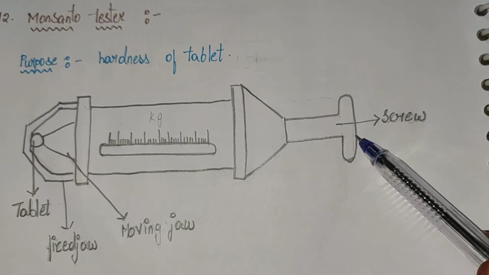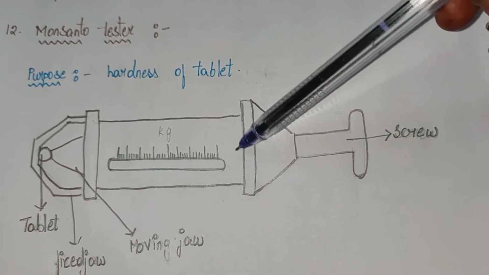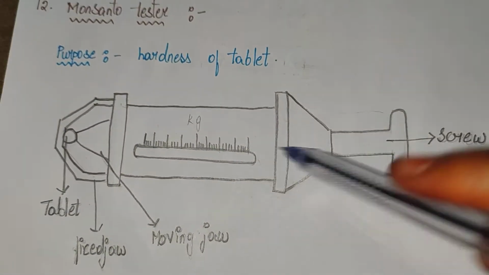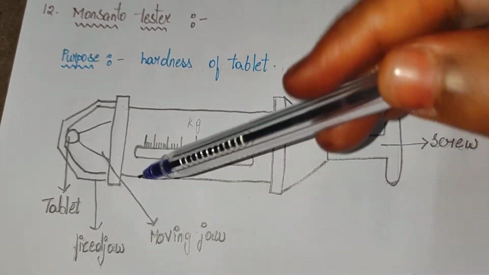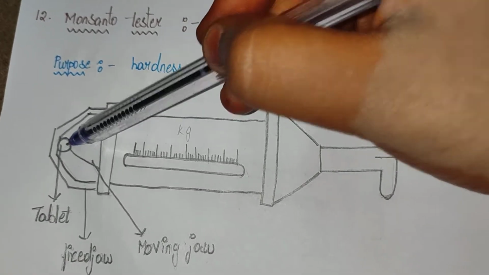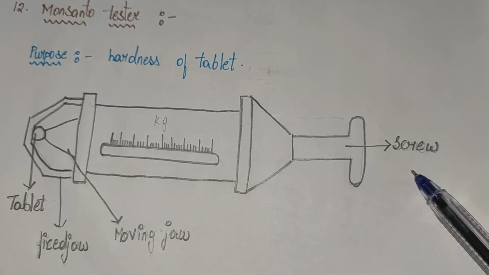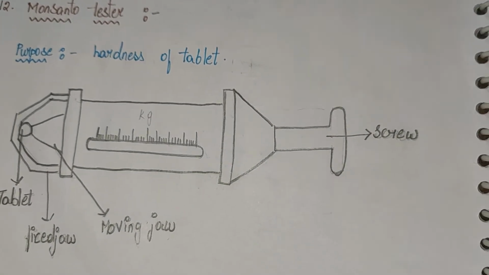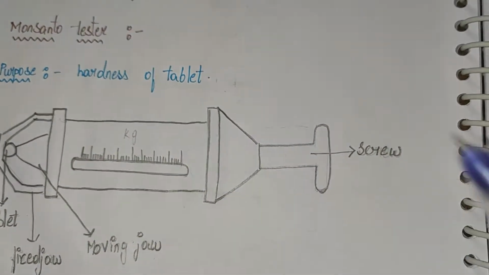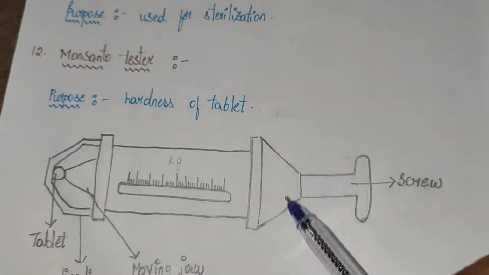So here we have a screw which is movable, and here we will find out at what amount of energy the tablet is breakable. It is a moving jaw, it is a fixed jaw. Here we will keep a tablet. After keeping a tablet, then we have to fix a screw. Up to when it is breakable, we have to take that as a point, and it is the hardness of a tablet. So this is an equipment.